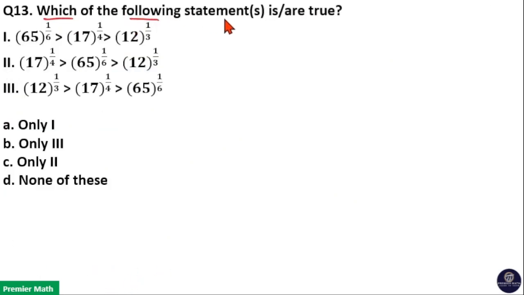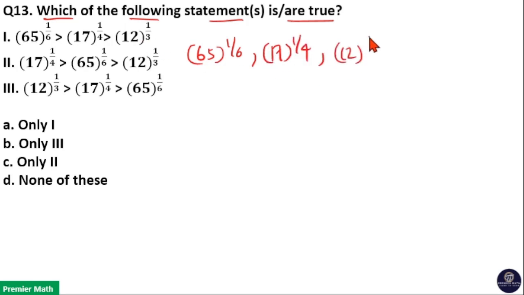Which of the following statements is or are true? 65 raised to 1 by 6, 17 raised to 1 by 4, 12 raised to 1 by 3. We need to find out the relationship between these three. If I cube all of them, 65 raised to 1 by 6 becomes 3 by 6, that is 1 by 2, and 17 raised to 1 by 4 becomes 3 by 4, and 12 raised to 1 by 3 becomes 3 by 3, that is 1. So, from this it is clear that 12 raised to 1 by 3 is greater. And if you compare these two, option 3, that is option B, only 3 seems to be the right answer.